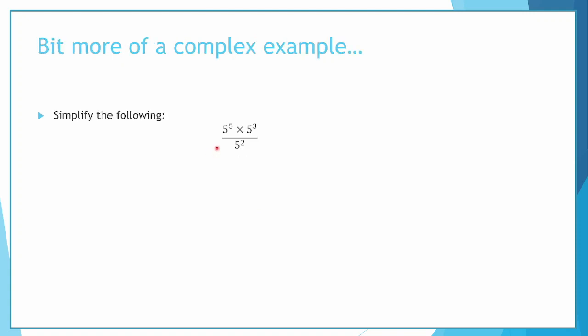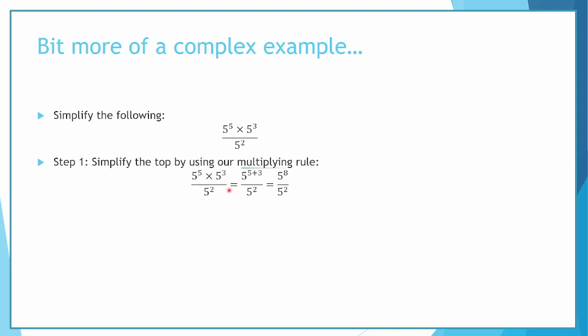So let's look at an example here. This is typical of the type of exam question that you'll see during the GCSE Maths Foundation. So here we've got 5 to the power of 5 times 5 to the power of 3, all of that over 5 squared. And the question is to simplify this equation. So first thing we're going to do is simplify the top. We're just going to look at the top part.